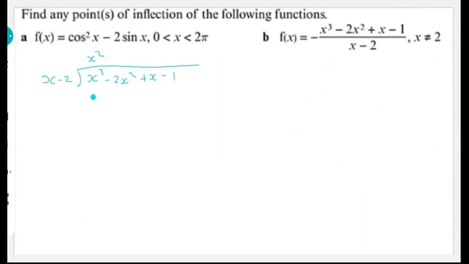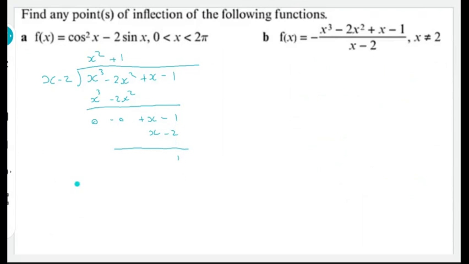X squared times x is x cubed. X squared times minus 2 is minus 2x squared. Take away. I get nothing under here. And then x minus 1. And then x into x goes once. So that gives me 1 times x, which is x. 1 times minus 2 is minus 2. And then x take away x is 0. And then minus 1 take away minus 2 is 1.